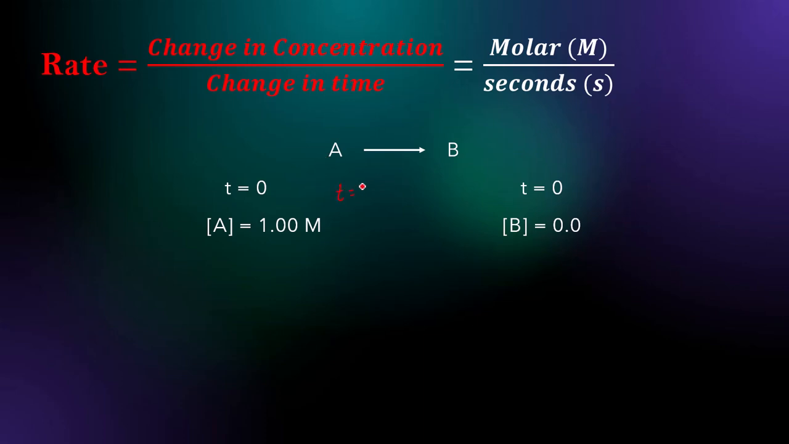So at time 2 seconds, the new concentration of A is going to be 0.98 molar, and at time equals 2 seconds, the new concentration of B is going to be what disappeared from A. So if we go what disappeared, we started out with 1 and we now have 0.98. That means that we now have 0.02 molar concentration of B.